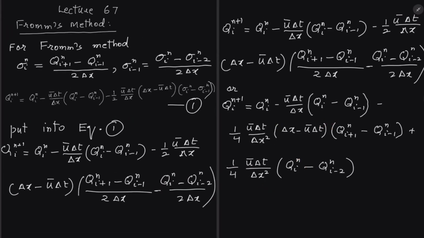You just pause the video and see for yourself how you can define it. There is no standard procedure where you can put maybe q n i plus 1 or q n i minus 1, or maybe you can put I and I minus 2. So this is Fromm's method. Thank you for watching.